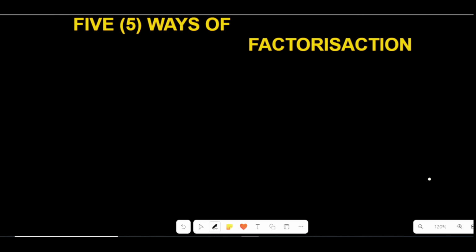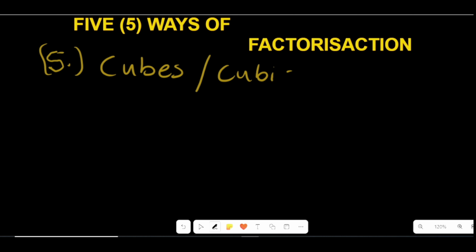Okay, here we go. Let's continue. Number 5, which is the fifth way of factorizing. We are required to factorize cubes. Others would say factorizing of a cubic function. Factorizing of a cubic function.